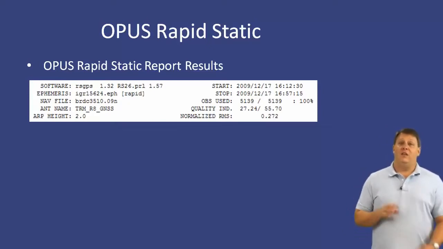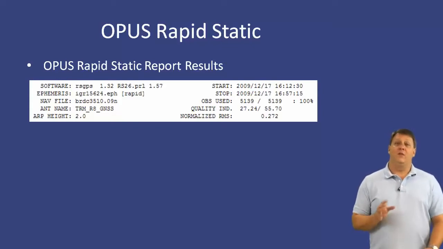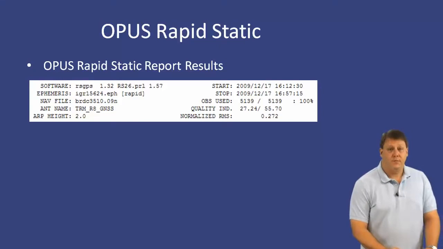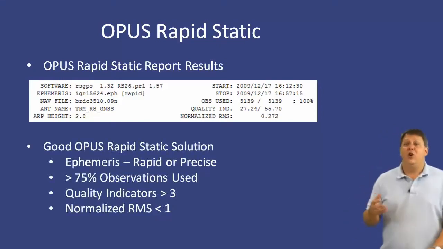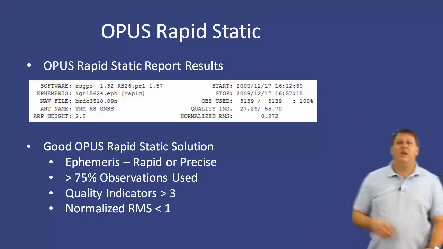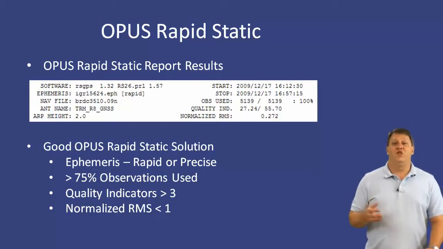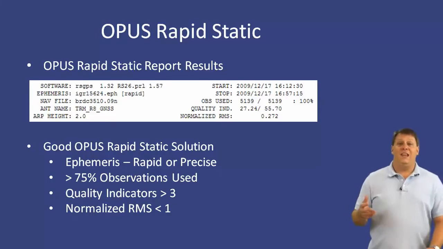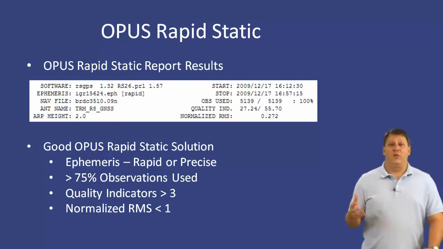Right here in this header section is where we can make a quick determination on if we have good results and we should proceed. A good rapid static solution will again have its ephemeris being either rapid or precise, greater than 75% of the observations being used in your solution, and your quality indicators are greater than 3.